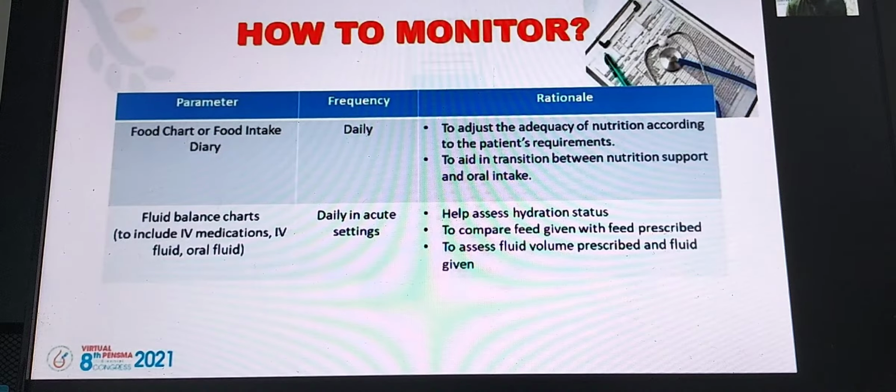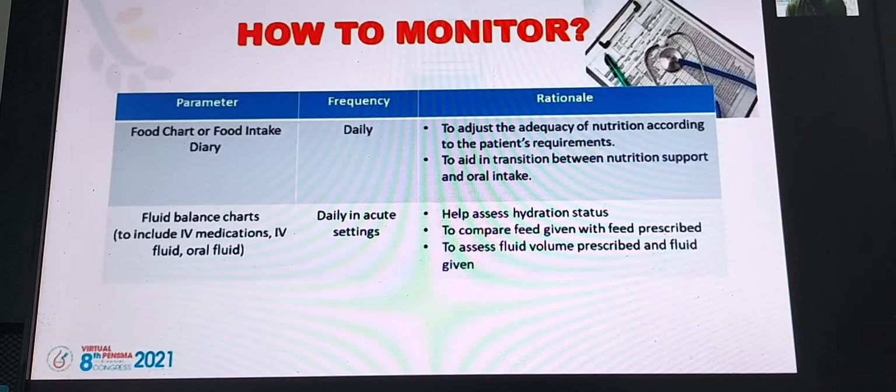So how to monitor? I have outlined a few parameters, the frequency, and the rationale of each of the parameters. First of all is our food chart, or I would like to call it a food intake diary. This should be done daily by doctors and nurses in the ward. It is useful for us to adjust the adequacy of nutrition according to patients' requirements. At the same time, it is very helpful for us to plan the transition from enteral nutrition to oral nutrition.